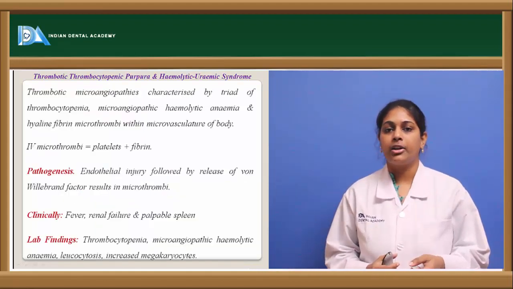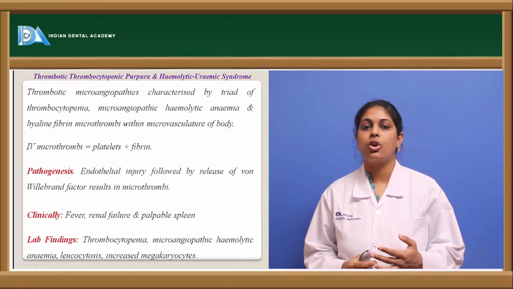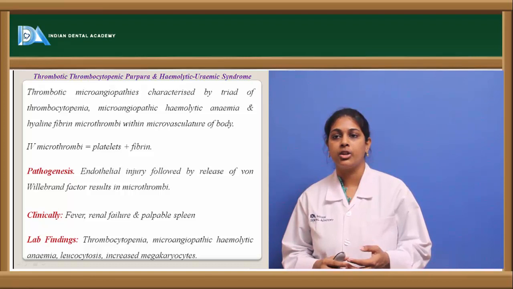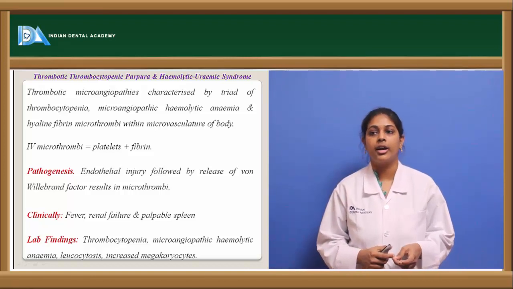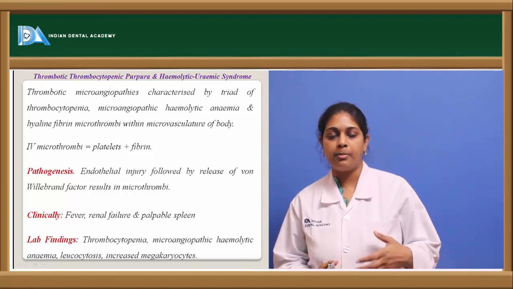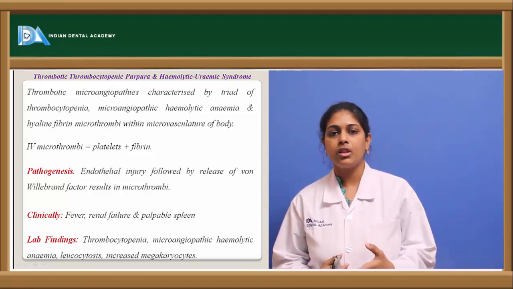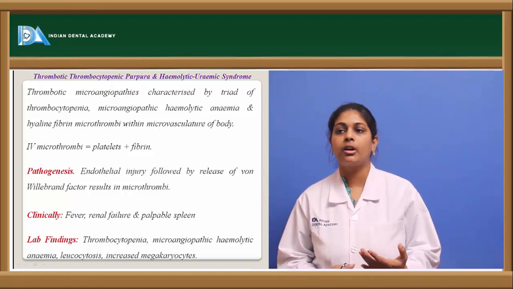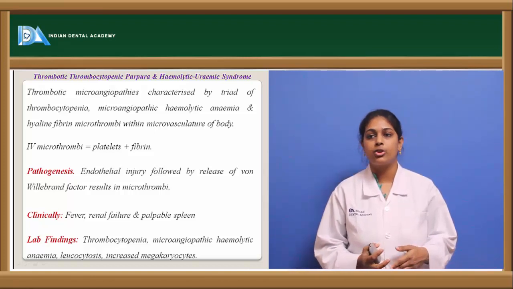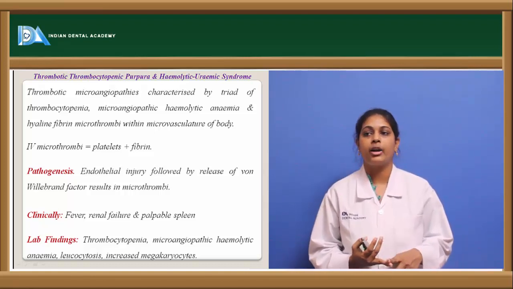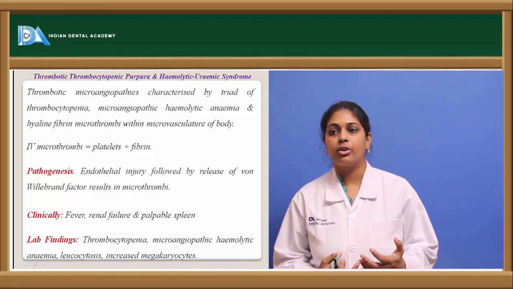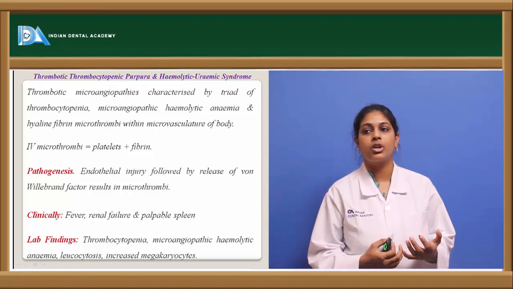Coming to the next type of thrombocytopenia, it is thrombotic thrombocytopenic purpura, or otherwise, hemolytic uremic syndrome. This is a kind of microangiopathy, because of the alteration of the blood platelets resulting in changes in the vasculature. So it is a thrombotic microangiopathy characterized by three features. One is thrombocytopenia, the second is microangiopathic hemolytic anemia, and thirdly, hyaline fibrin microthrombi, which are usually released from the microvasculature of the body.